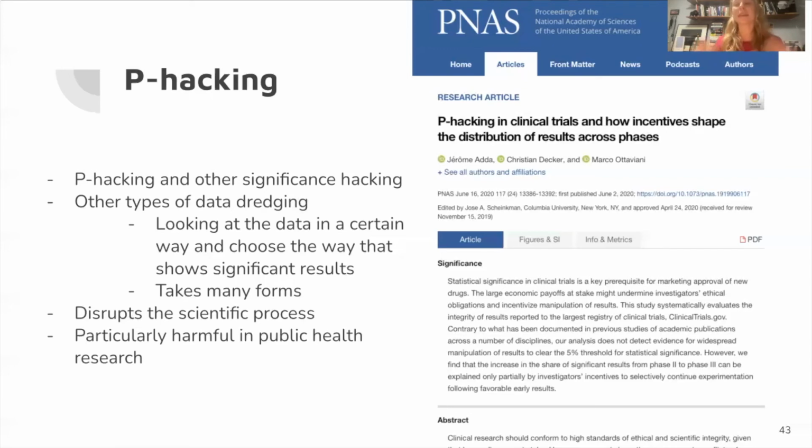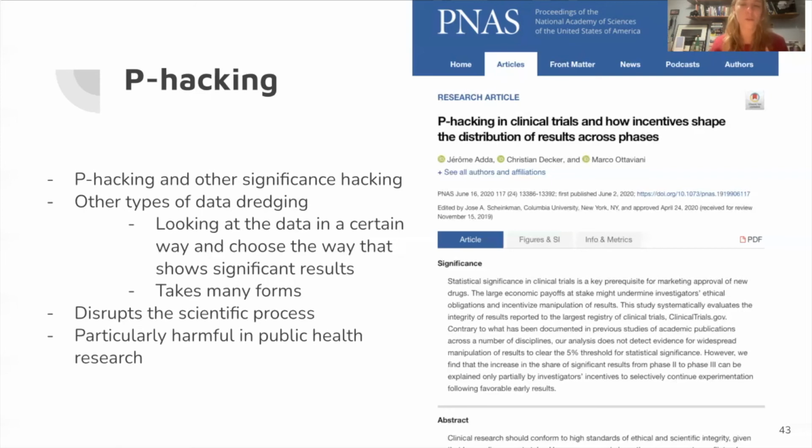Sometimes people think an effect is there, and they accidentally, just because they're human, push and don't even realize they're doing it. But it really disrupts the scientific process, as we know. It's really bad for public health, because these are people's lives and health we're talking about. So it's really important. And you may have heard of it.